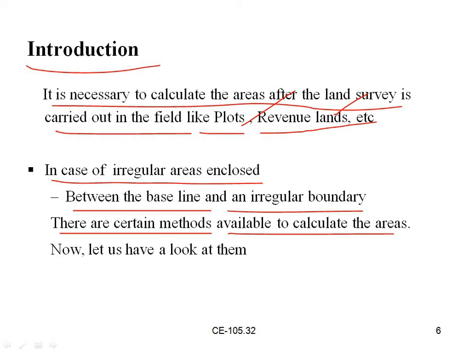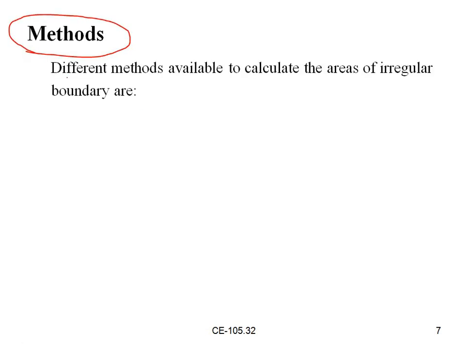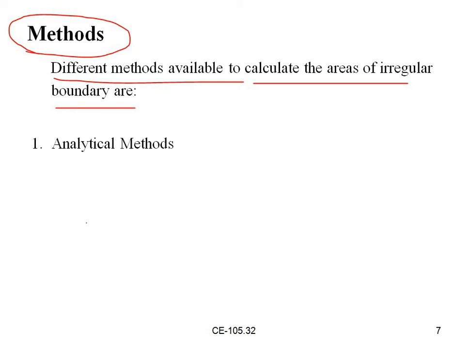Okay, so here in case of irregular areas, that is between the baseline and irregular boundary, this is the irregular area. The baseline which will be there is a chain line. Now let us have a look at the methods. This is very important. There are different methods available to calculate the areas of irregular boundary. So let us see what the methods are.